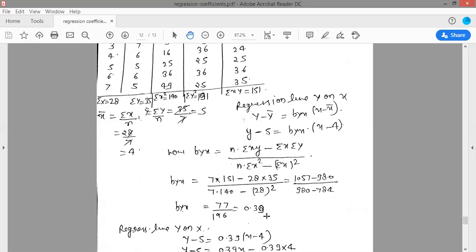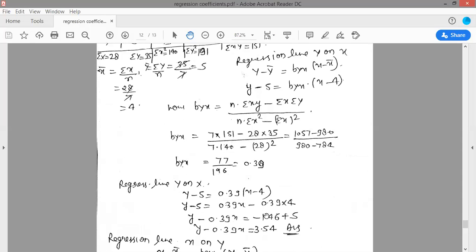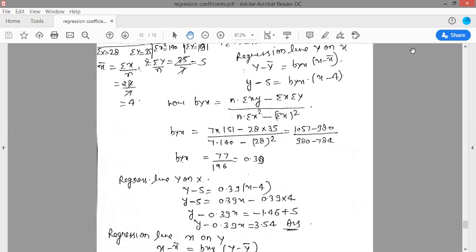Now, this regression coefficient is for the line y on x. So just put the value of byx in this equation. Put all these values here, and you will get your first regression line: y minus 0.39x is equal to 3.4, and there is a calculation here. So calculate by yourself, and you will get your regression line y on x. This is the final answer.